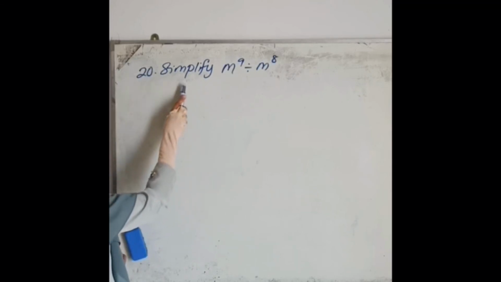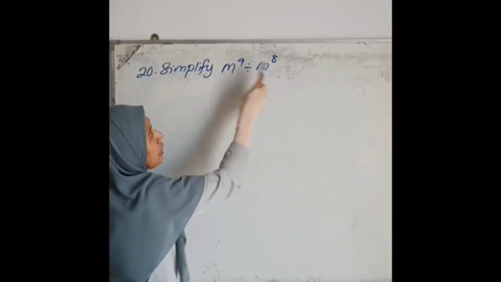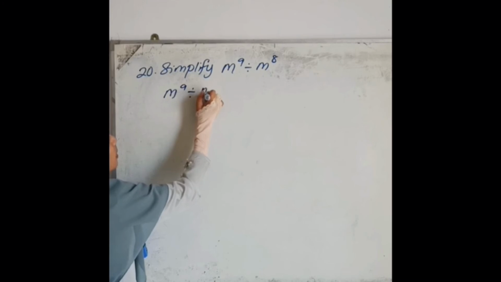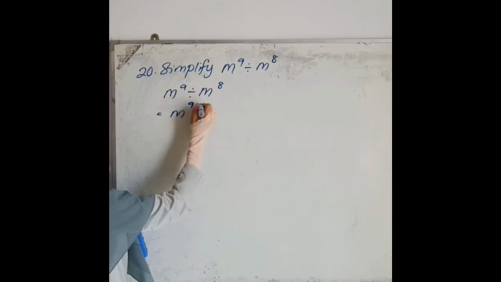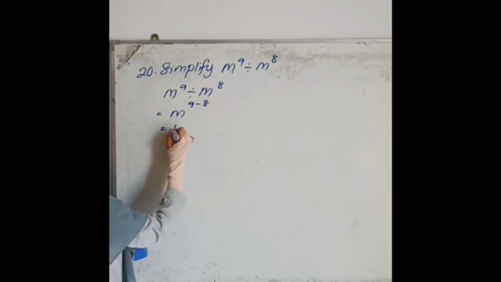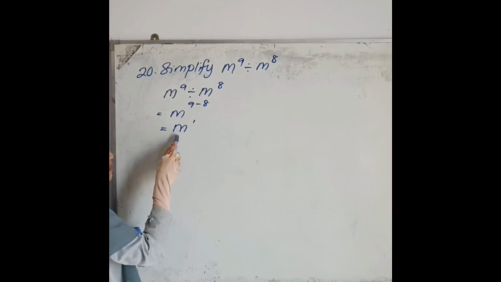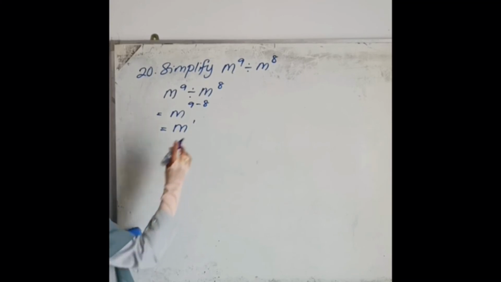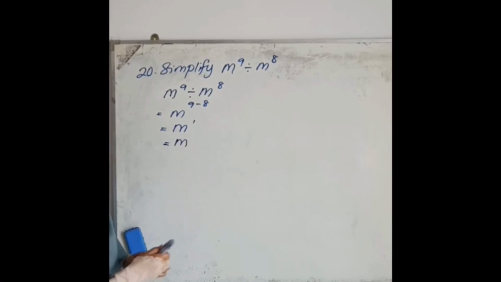Number 20. Simplify m to the power of 9 divided by m to the power of 8. Okay, so by using the second law again, same base, index we can subtract. So the answer is m to the power of 1. If you give the answer m to the power of 1, you cannot get full marks. So m to the power of 1 means m. So the final answer is m.